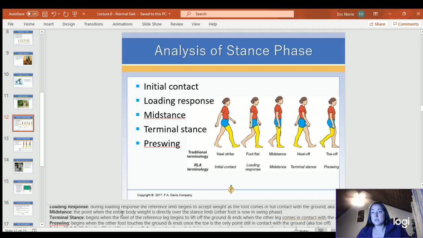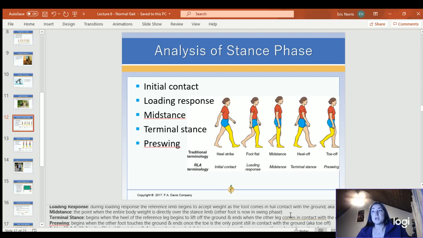All right, so terminal stance. Let me go back over when it starts and ends. Begins when the heel begins to lift off the ground, ends when the other leg comes in contact with the ground. Okay, so you're not in double limb support until pre-swing.